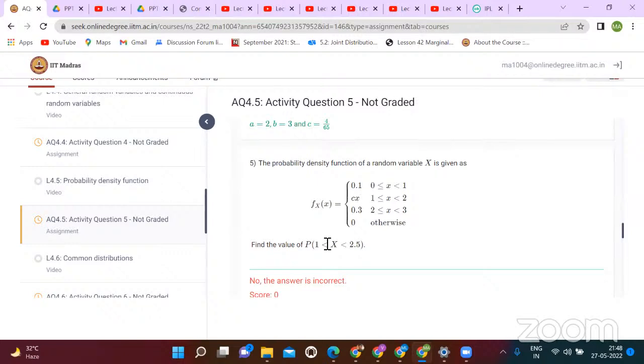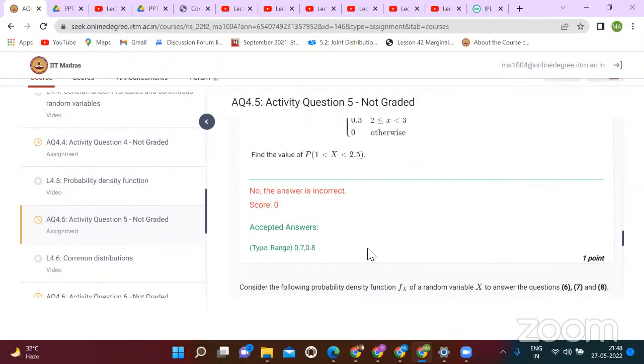You'll get the value of C. Now you have to integrate it from 1 to 2.5. You'll get the value of the probability, right?